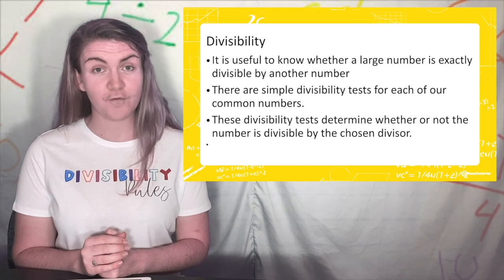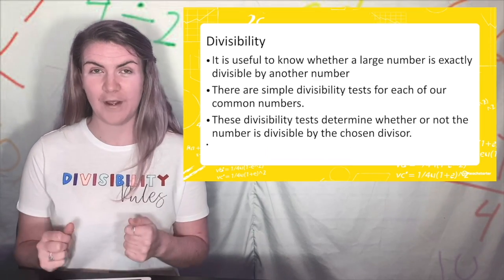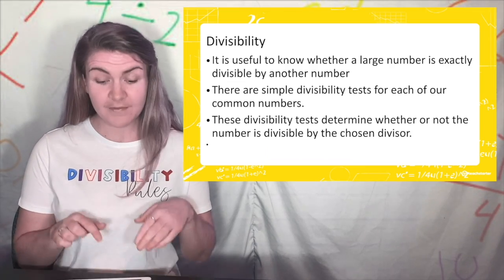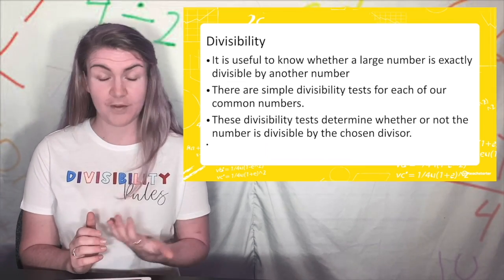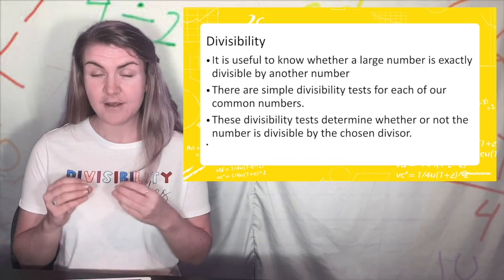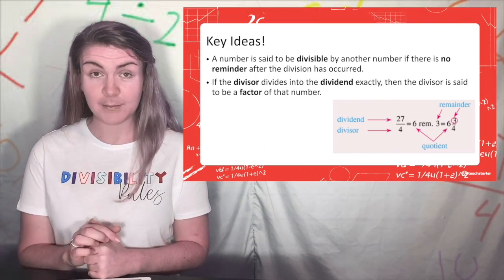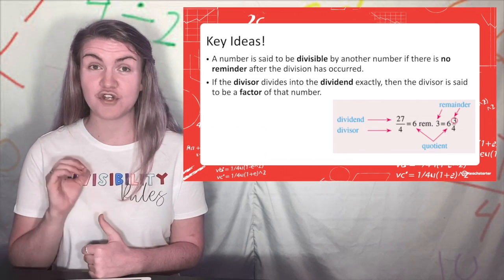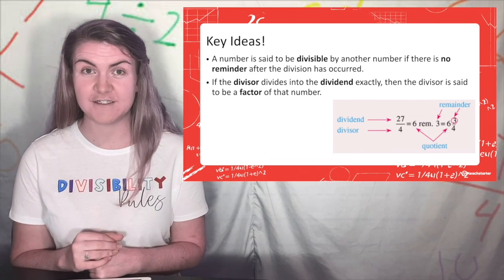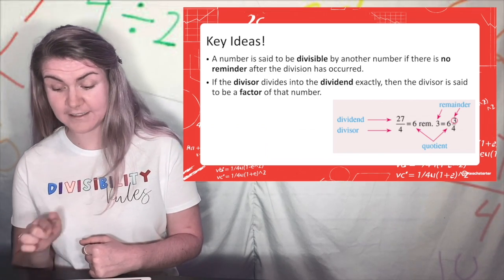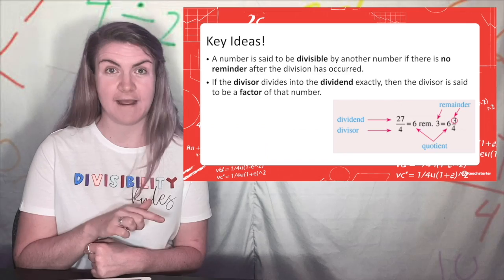So it's really useful for us to know these short, quick little ways to figure out whether or not a number can be divided into smaller parts. These divisibility tests can determine whether or not the number is divisible by the chosen divisor. Our key ideas. A number is said to be divisible by another number if there's no remainder after the division has occurred. If the divisor divides into the dividend exactly, then the divisor is said to be a factor.